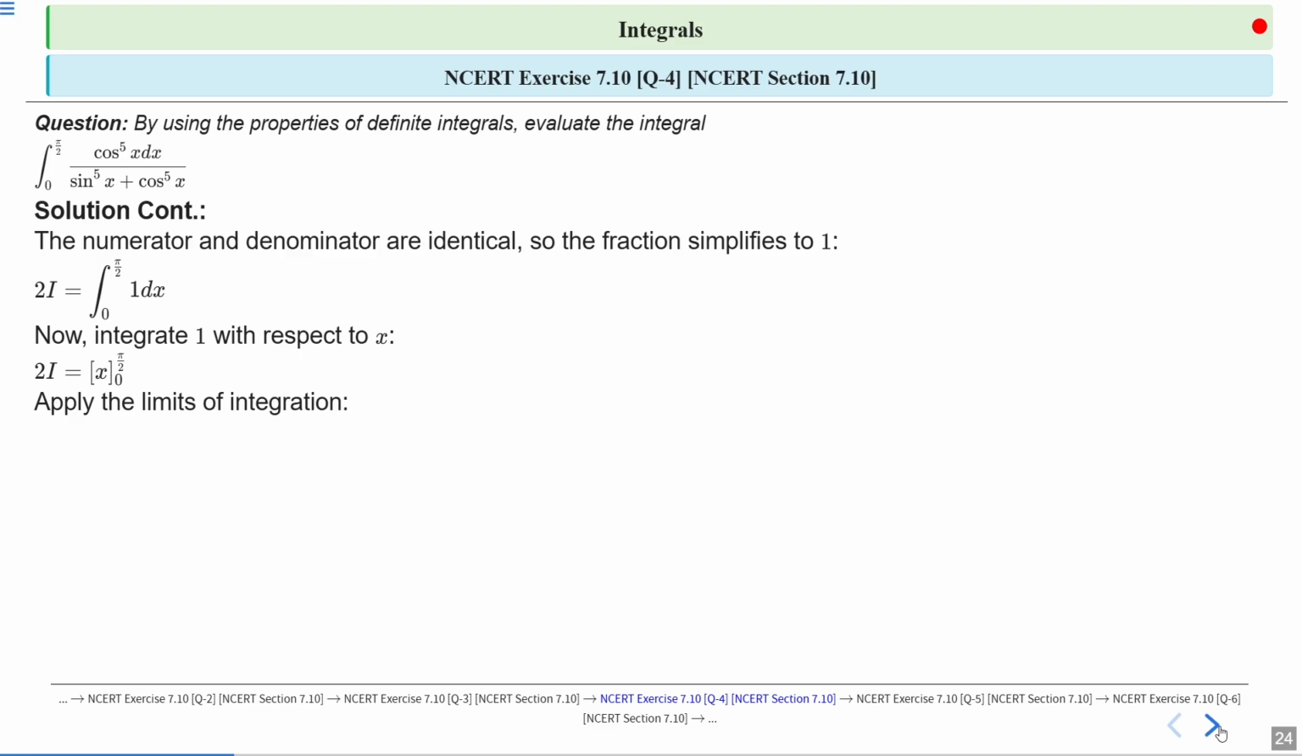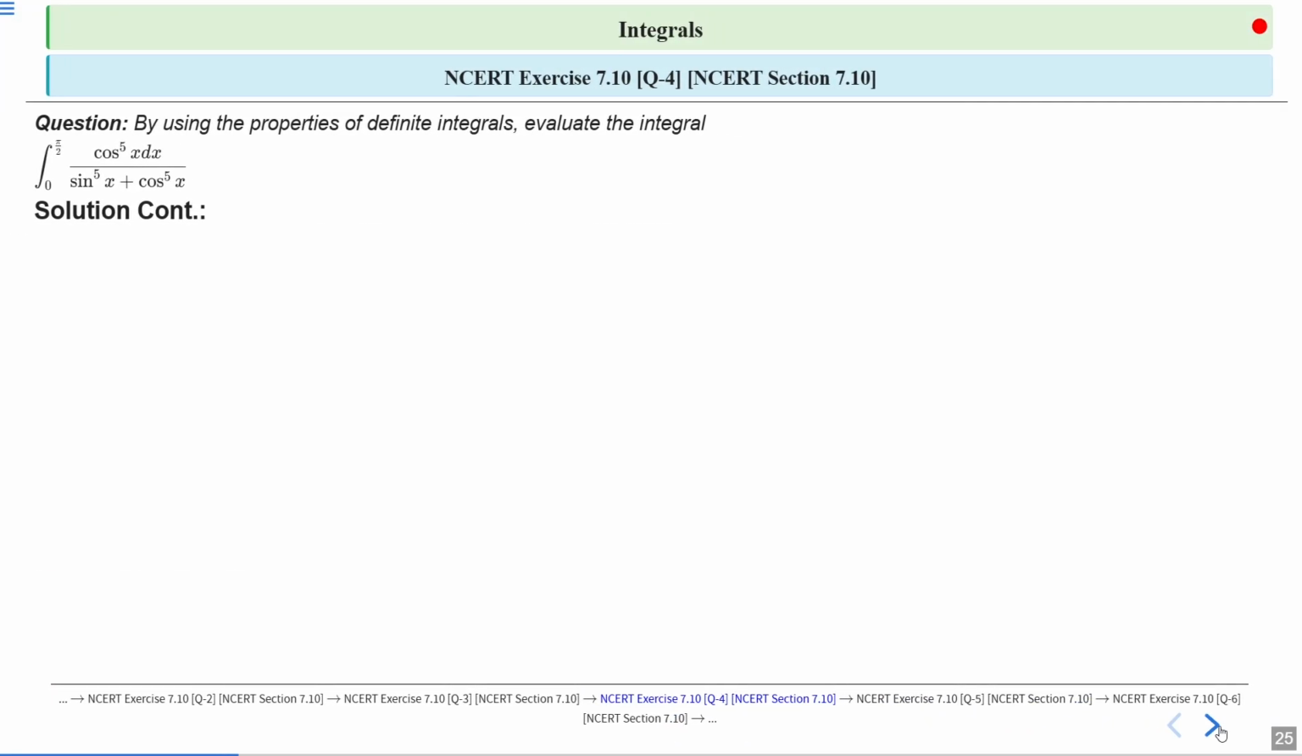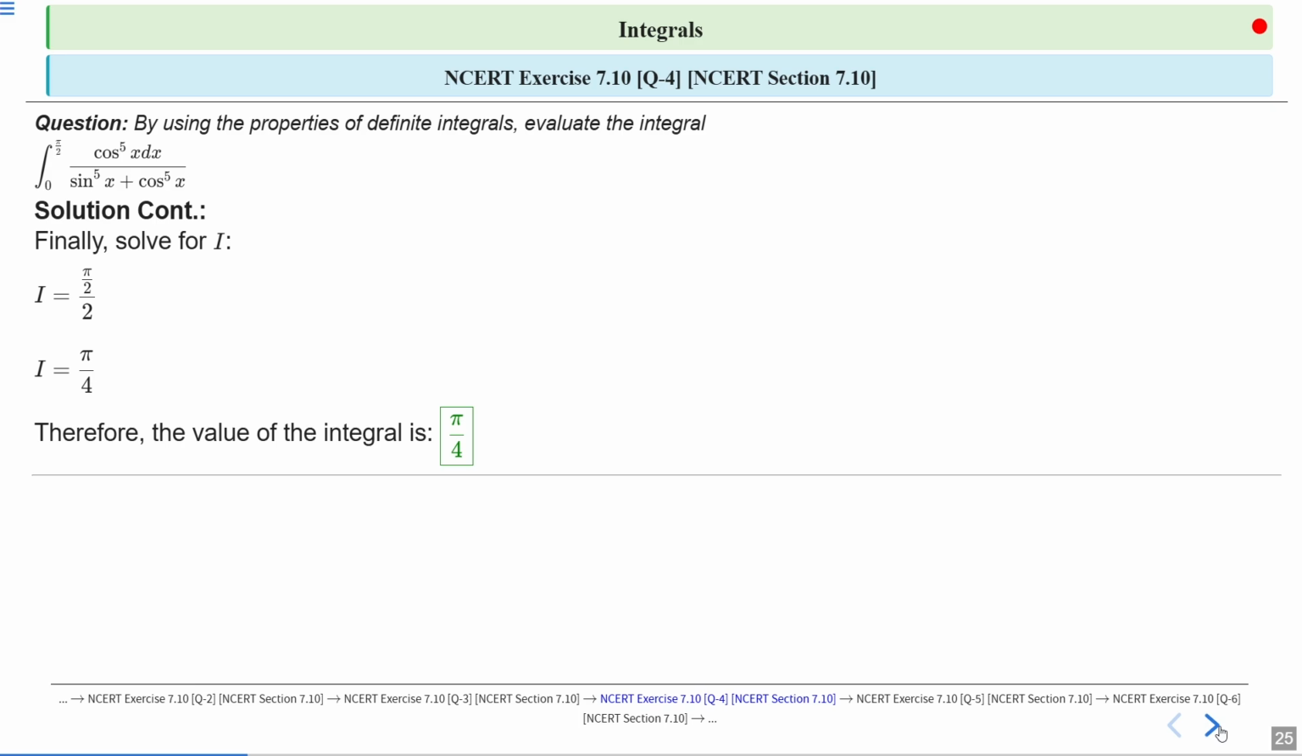Same as previous questions, so apply the limit of integration. 2I is equal to pi by 2 minus 0. So 2I is equal to pi by 2. So I is equal to pi by 4, and that is the value of the definite integral.